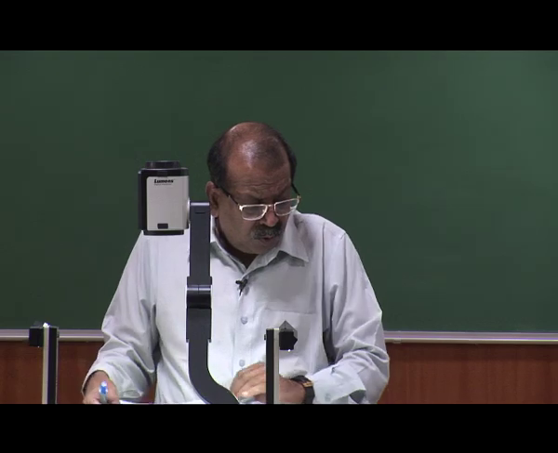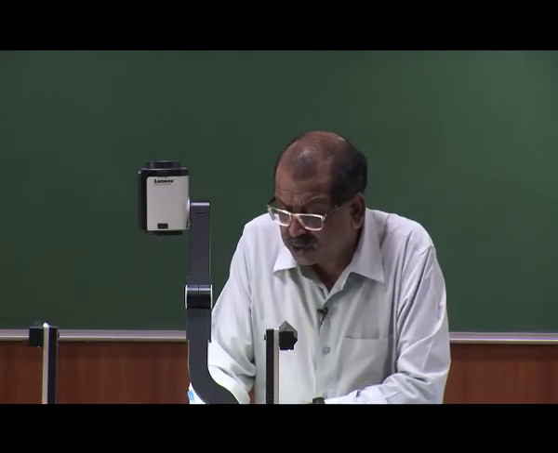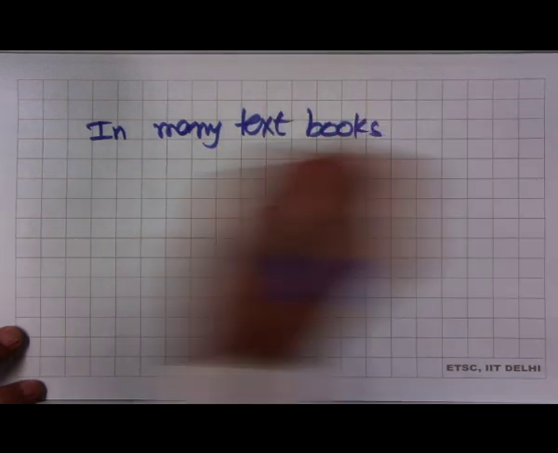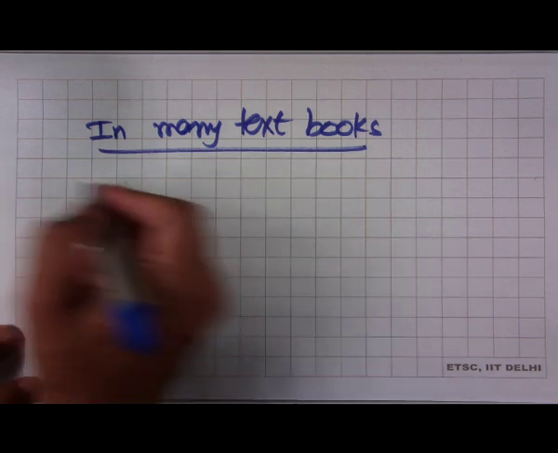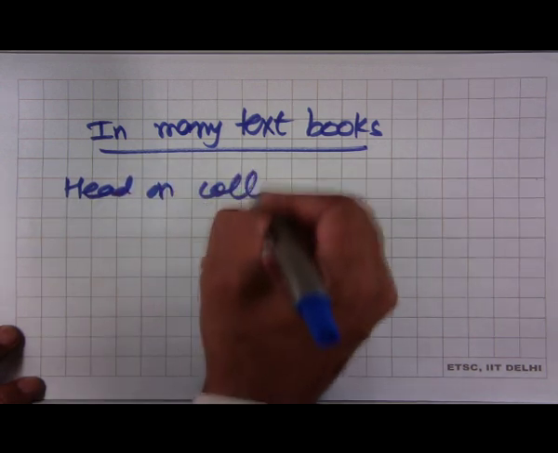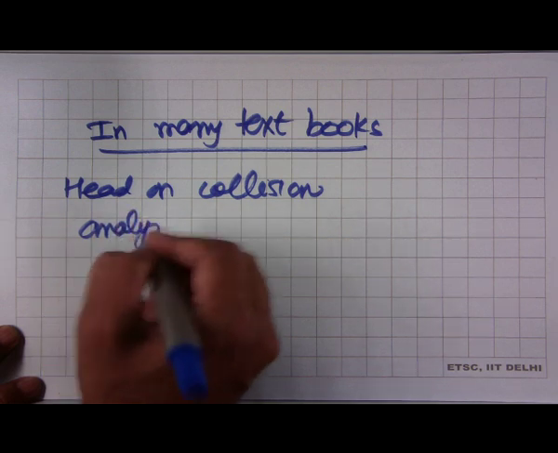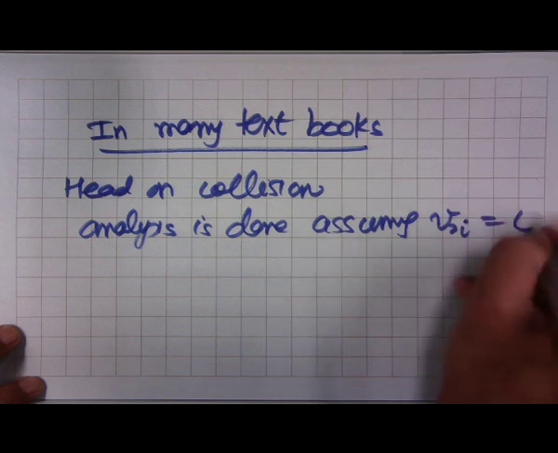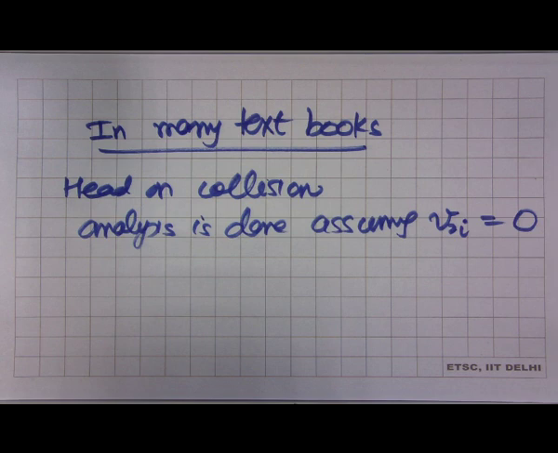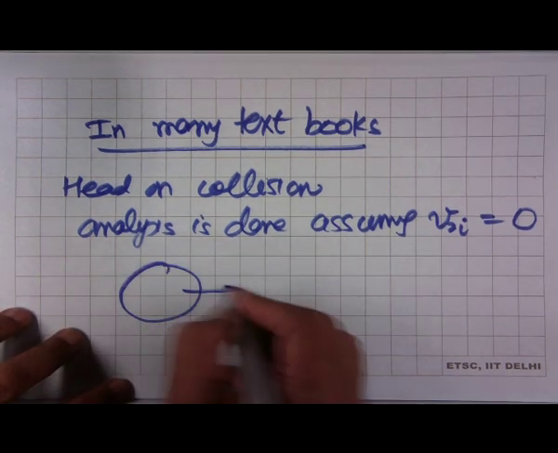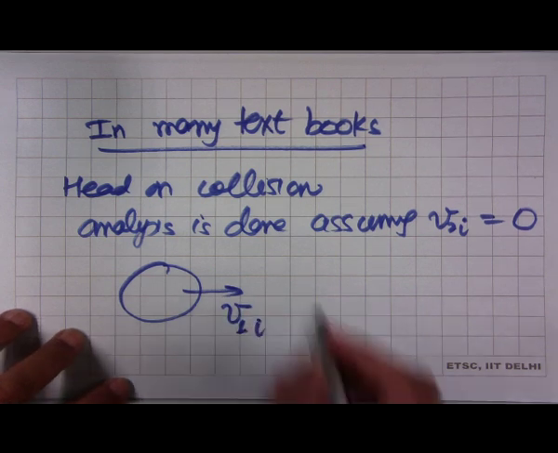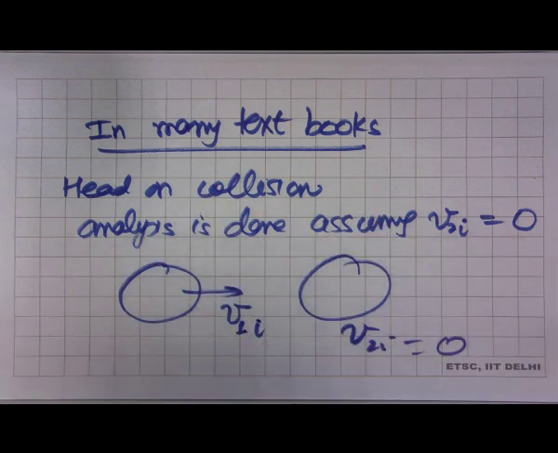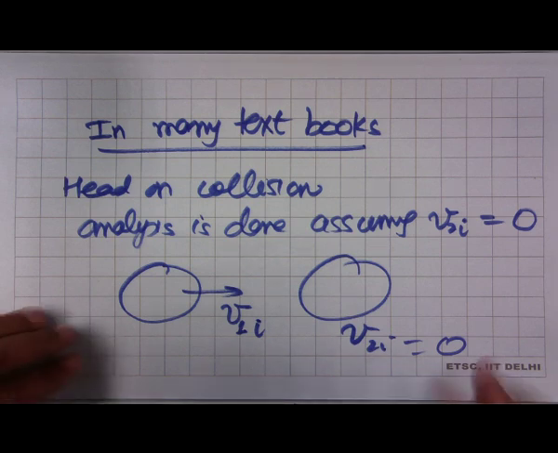Now, you will find one more thing which is done in many textbooks, and which is a smart way of doing things. What they do is, they talk of this analysis which we have done on the head on collision. This analysis is done assuming v2I is equal to 0. So, that means this could be a case, first of all, where we have a ball moving with v1I hitting this, and v2I is equal to 0. Clearly, this is the case which is being dealt with.